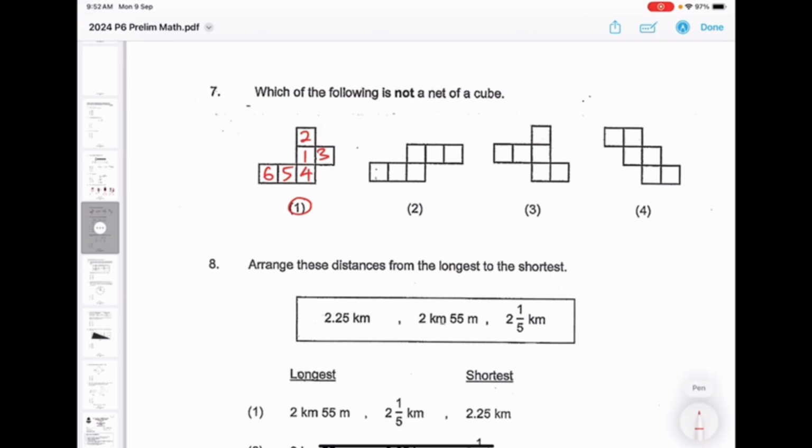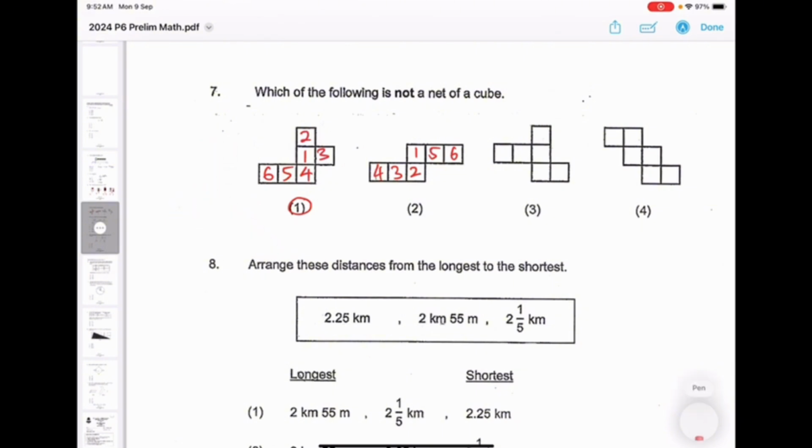So for option number 2, I have 1, 2, 3, 4, 5, and 6. Okay, number 1 being on the ground like that again. Alright, and number 5 will definitely fold up over here. Number 6 would be on top. Alright, 2 will be at the front. 3 would be at the side on the left. And 4 definitely behind once it is folded over. Alright, so this is definitely a cube.